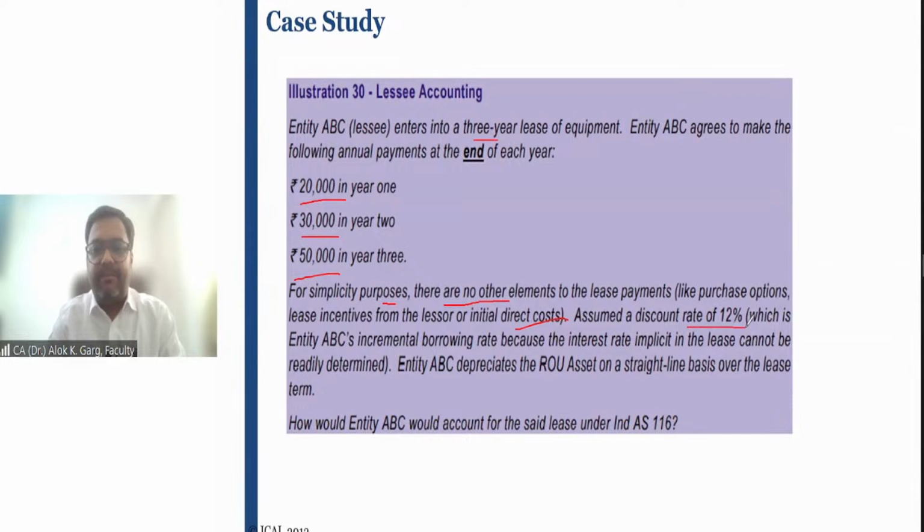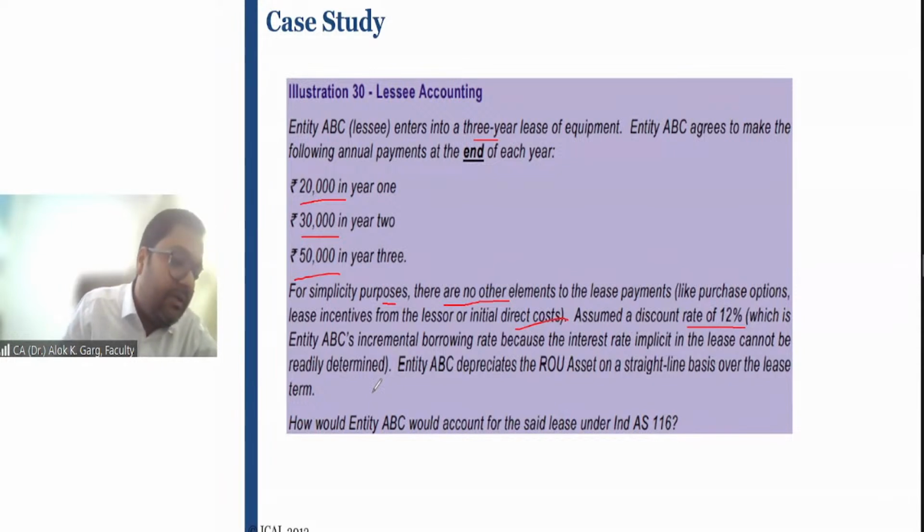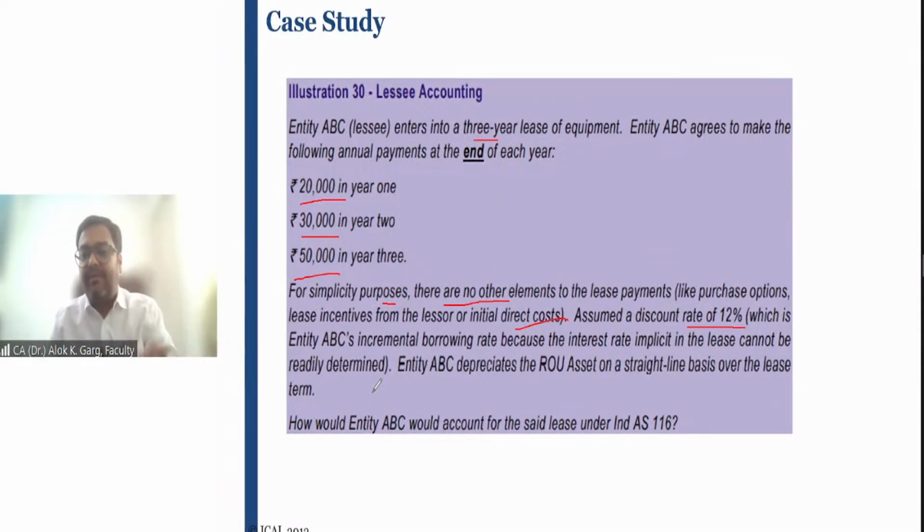Assume a discount rate of 12%, which is entity ABC, the lessee's incremental borrowing rate, because the interest rate implicit in the lease cannot be readily determined. Normally, even in industry, the discount rate is the lessee's incremental borrowing rate only, not the interest rate implicit in the lease. Because why would the lessor tell you how much interest he has built into his calculation? The lessor will not tell you. It is not part of your lease contract.